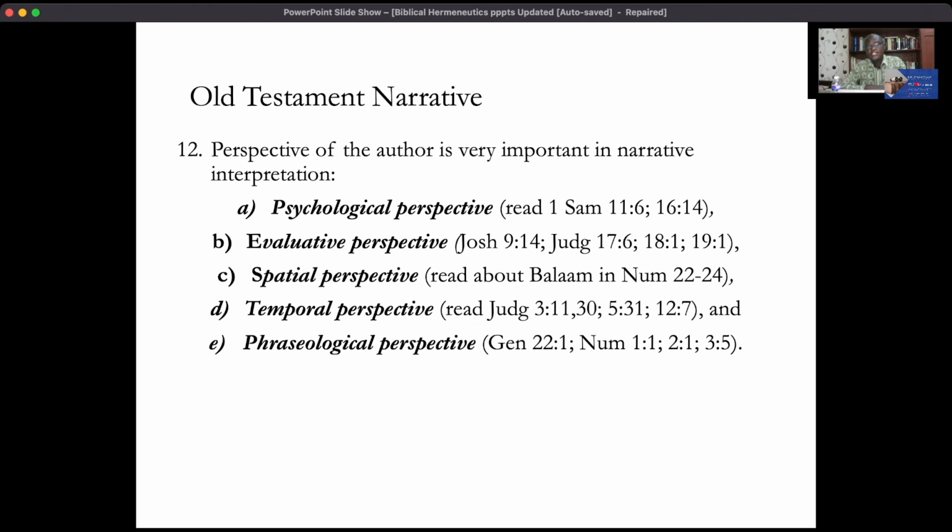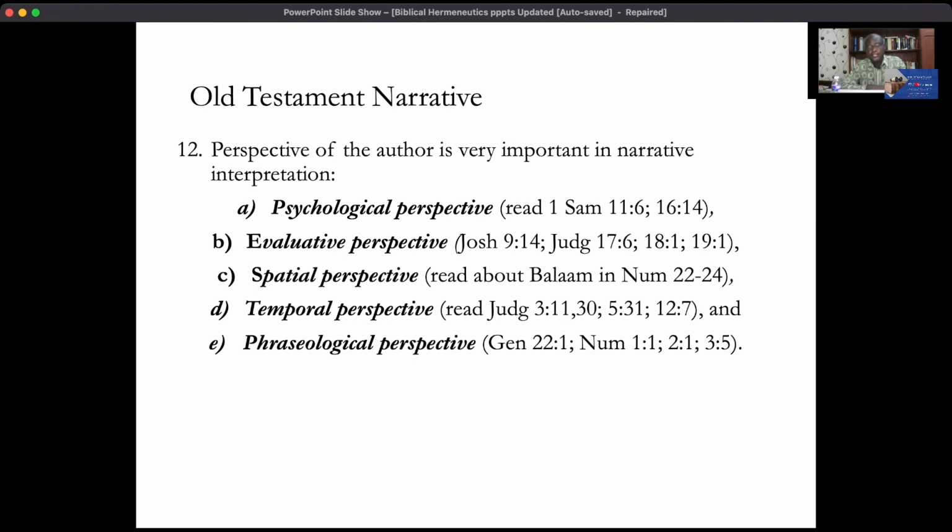Twelve, we must appreciate the perspective of the narrator or the author. The first perspective is called psychological perspective. Here the author can read the mind of the characters in the story. How can the author know what the character is thinking? Because he looks at the acts, the words, and the deeds of the characters. The author can also evaluate and give his understanding of the activity of the characters in the story. We call this assessment evaluative perspective.